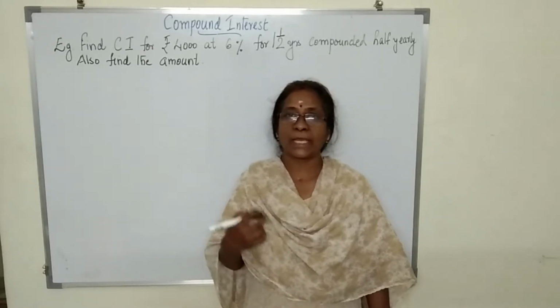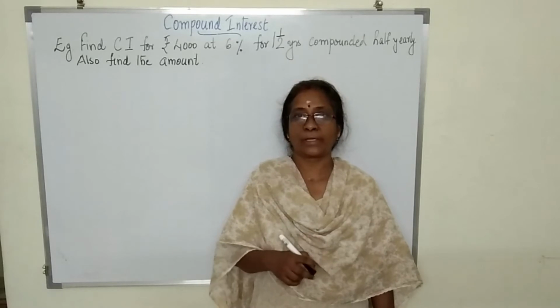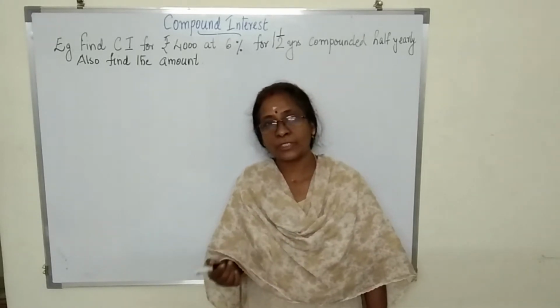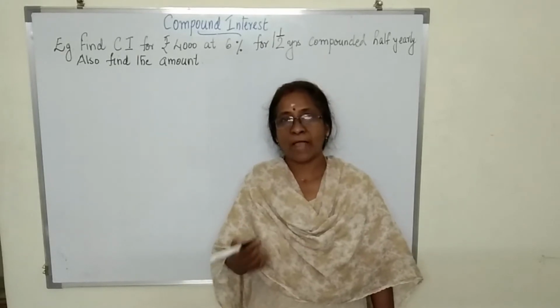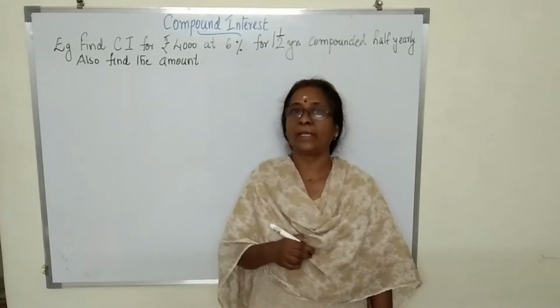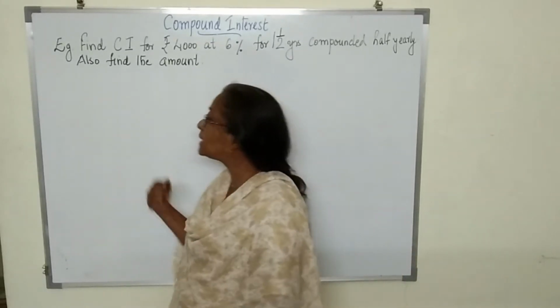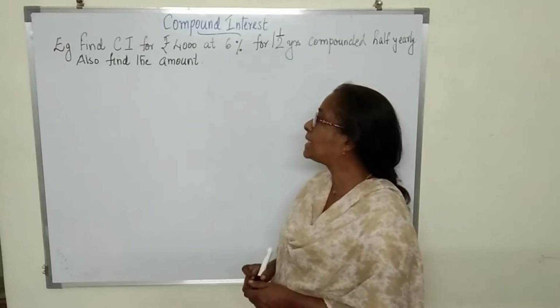Now if the compound interest is calculated yearly, we know how to do it. But if it is to be calculated half yearly or quarterly, what difference will there be? Let us see using an example.